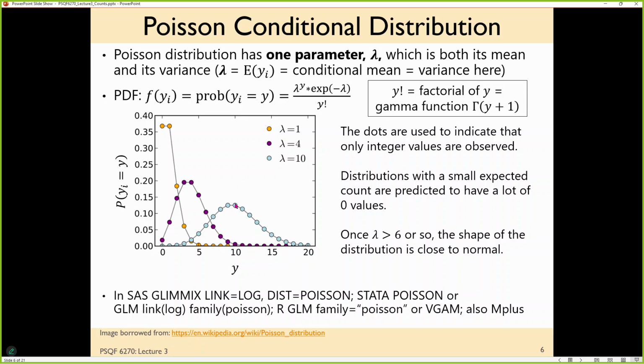And the reason these are dots here is to describe the idea that this is not a continuous distribution. There is a probability of a 0, a probability of a 1, a probability of a 2, and so on.